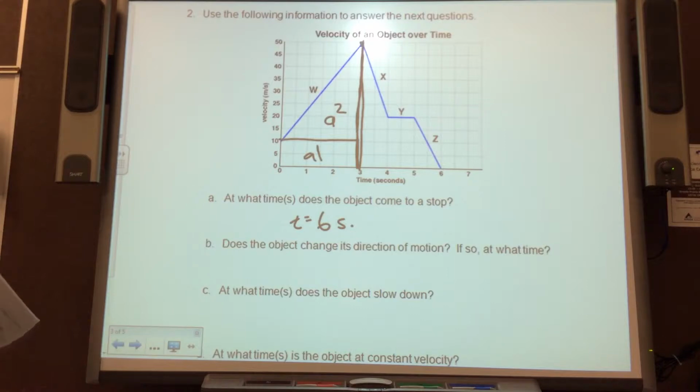Does the object change its direction of motion? If so, at what time? Does it change its direction? If a velocity changed direction, what would its value be? Negative. So has it changed direction? No.